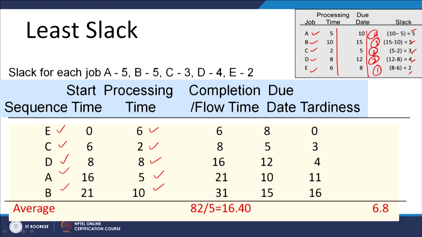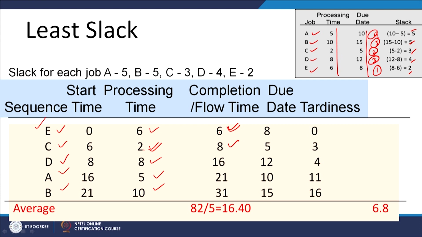So, from the processing time, since the top priority has been given to the least slack job E, it will be started immediately and it will be completed in 6 days, because 6 days is the processing time for this. Then after the waiting of 6 days, job C will be started and this will be completed in 8 days. So, 6 plus 2 is 8.